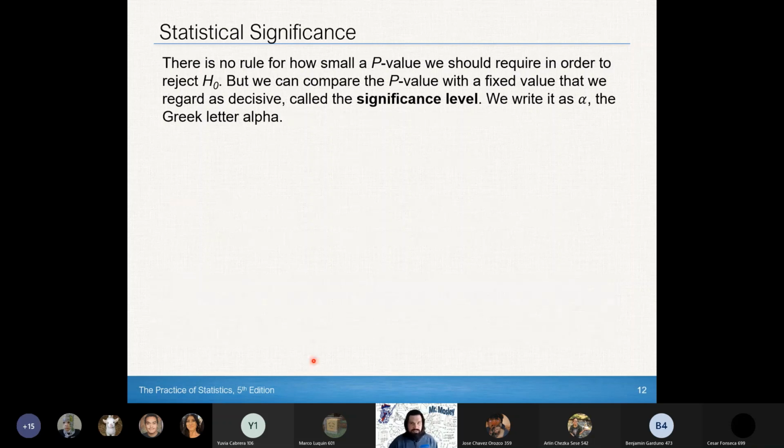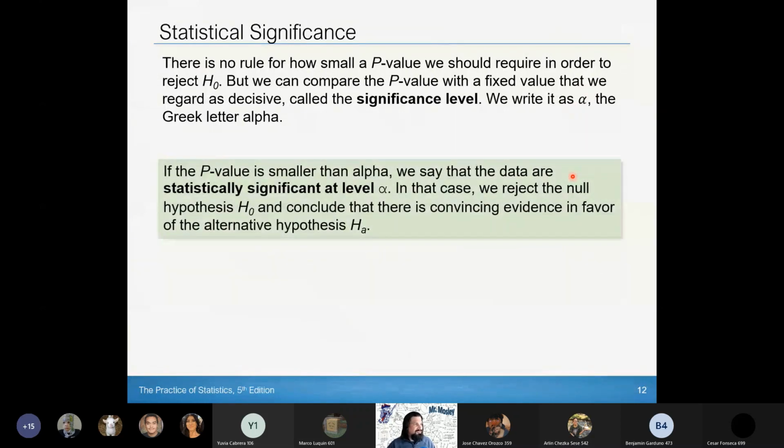So, statistical significance. There is no rule for how small a p-value we should require in order to reject H naught, but we can compare the p-value with a fixed value that we regard as decisive, called the significance level. We write it as alpha, the Greek letter alpha. It's kind of like the Greek letter A. If the p-value is smaller than alpha, we say that the data are statistically significant at level alpha. In that case, we reject the null hypothesis H naught and conclude that there is convincing evidence in favor of the alternative hypothesis HA.